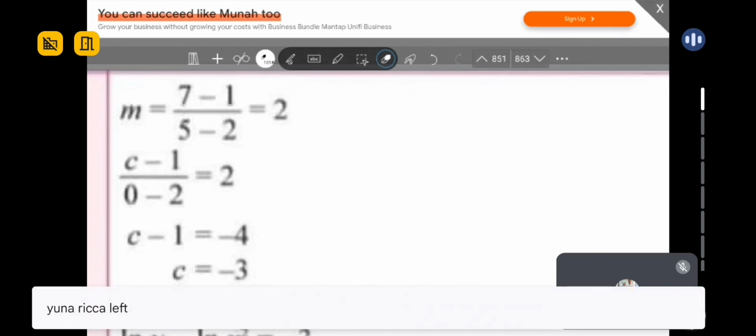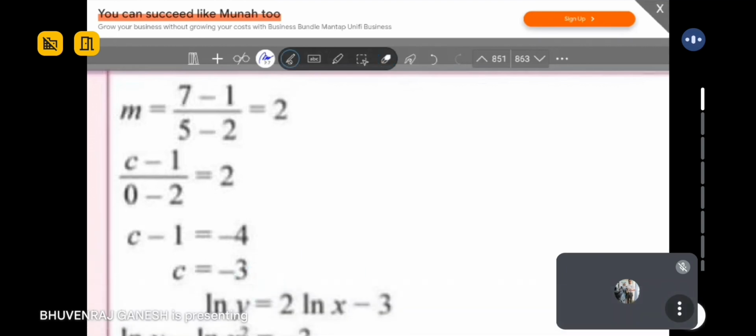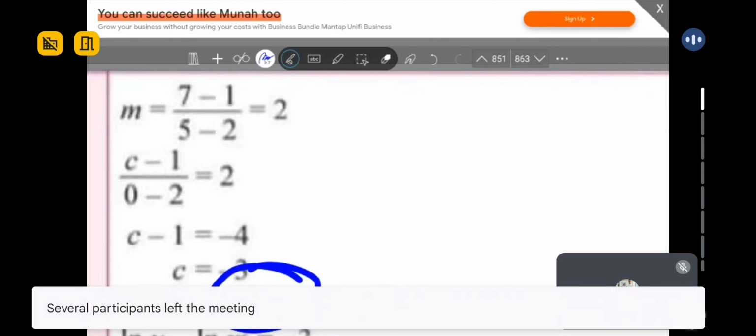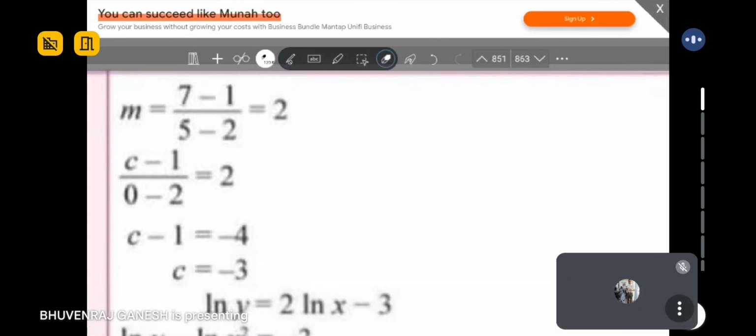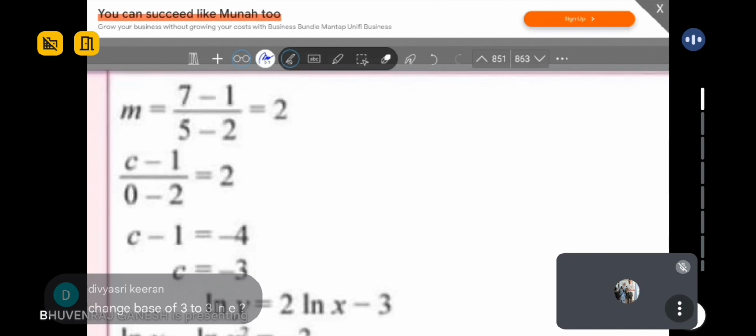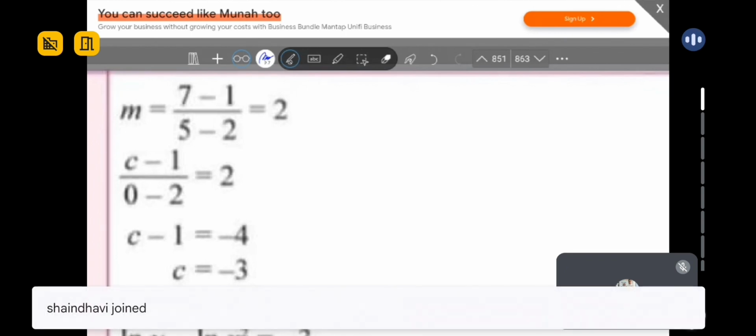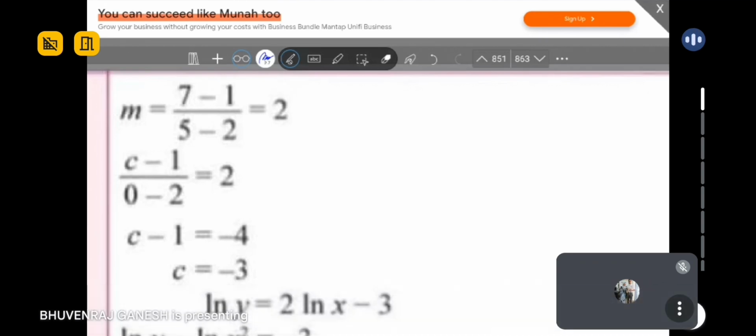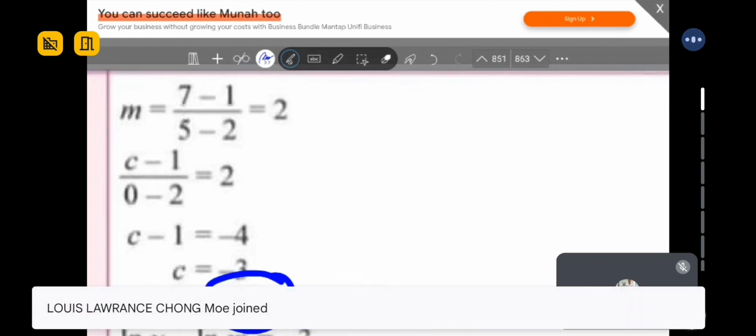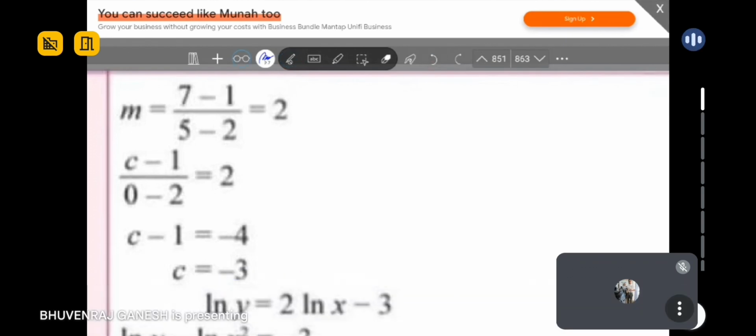Correct. So how you factorize is basically you throw this one to the left-hand side. Kamu bawa 2 ln x kepada sebelah kiri. So why do we do that? Change base of 3 to 3 ln e. Okay, very good. Can also, no problem. There are many methods, guys. Ada banyak kaedah. It depends on which one is your preference. My preference is I will shift the ln x to the left-hand side of the equation. It becomes ln y minus 2 ln x.